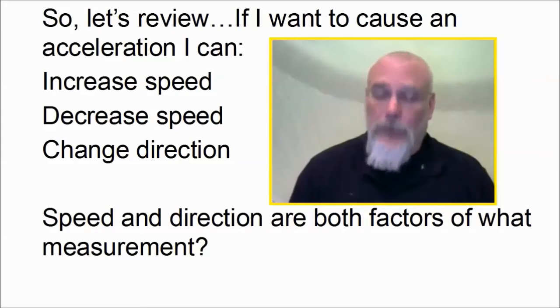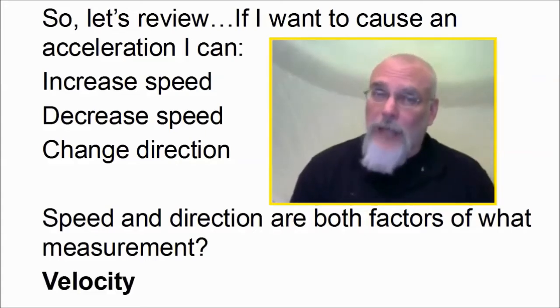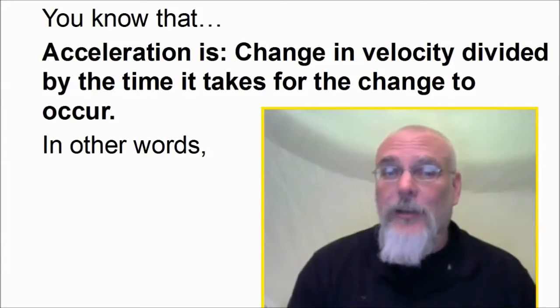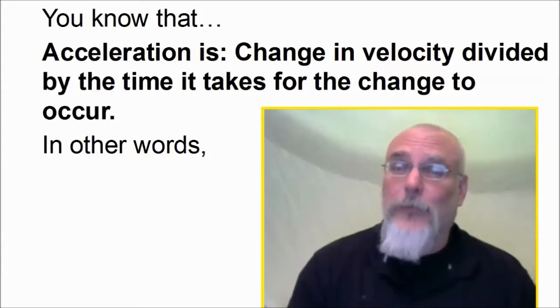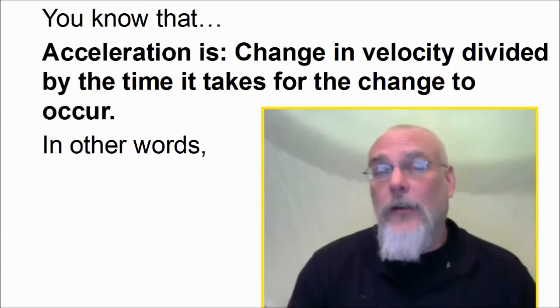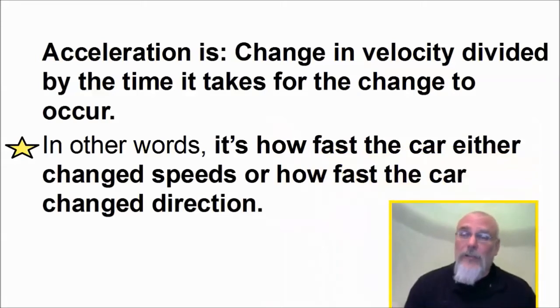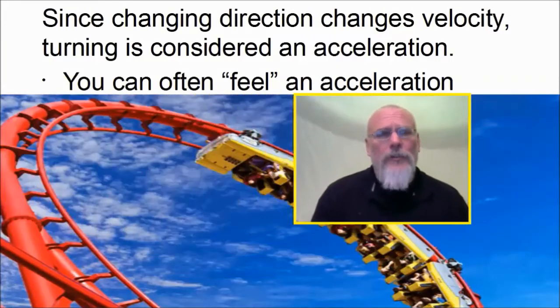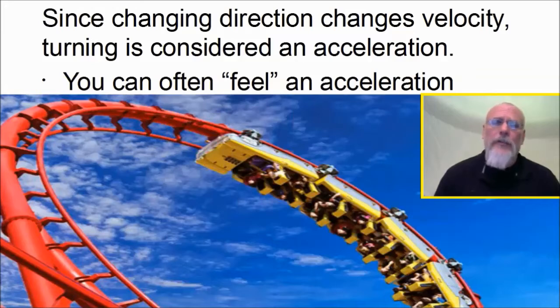Speed and direction are both factors of what measurement? That's right, velocity. That's something that we learned in a previous lecture. We know that acceleration is a change in velocity divided by the time it takes for that change to occur. In other words, it's how fast the car either changes speed or how fast the car changes direction. So why is turning considered an acceleration? Since changing direction changes velocity, turning is also considered an acceleration.